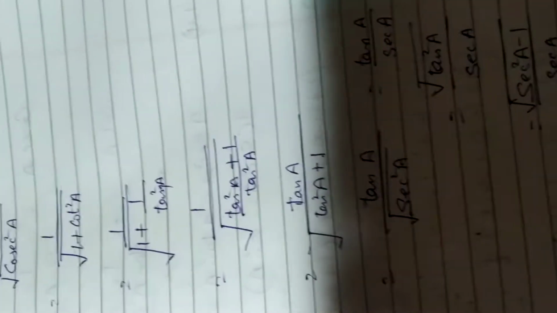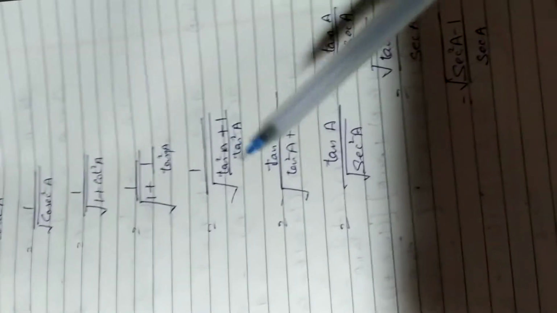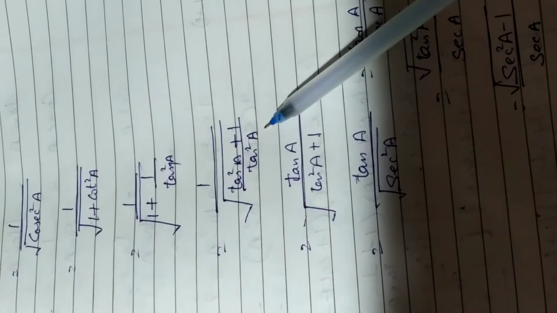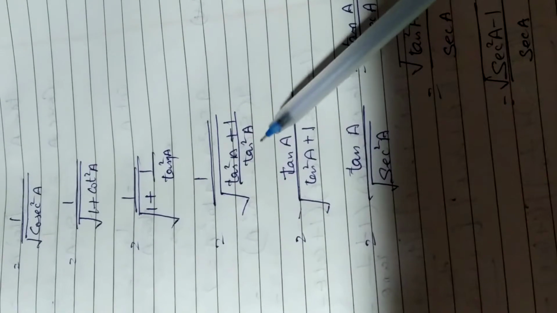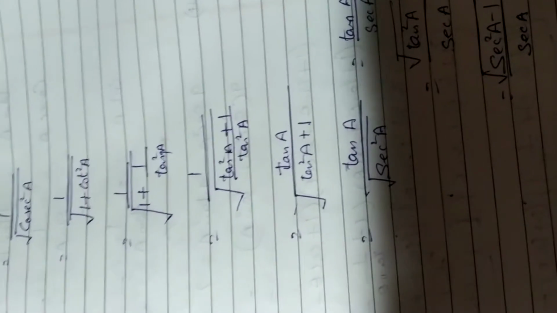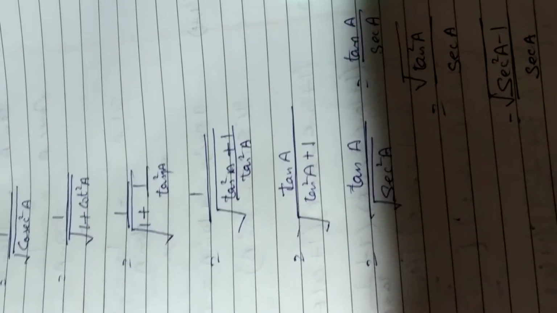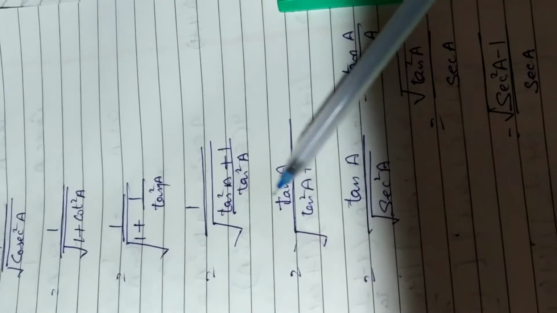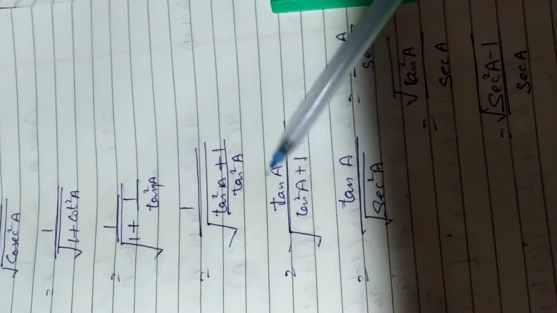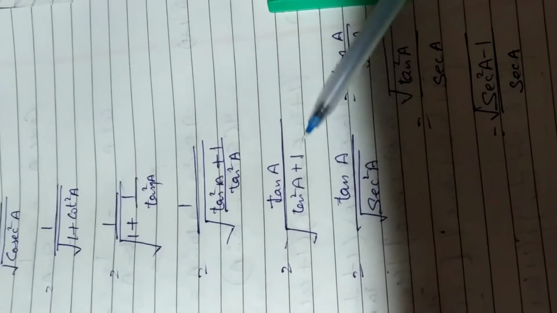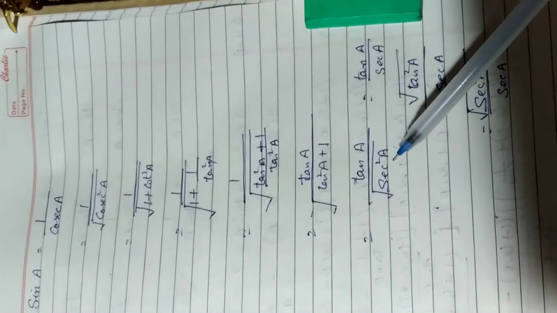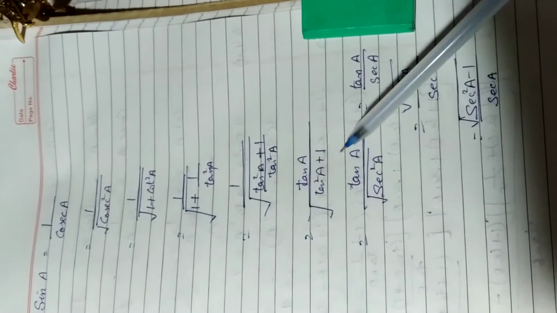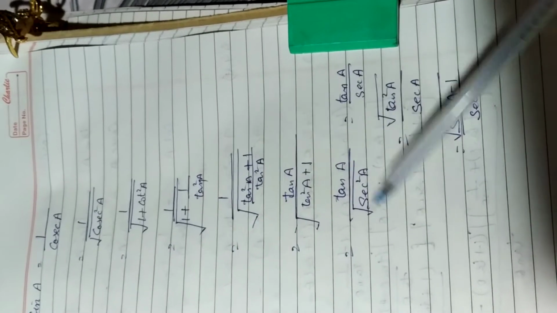Then we take the LCM. Tan square A is the LCM. Then we get here tan square A plus 1 upon tan square A. Now it will go in the numerator. Square root of tan square A will go in the numerator. Therefore we write here tan A, square root of tan square A is tan A, upon square root of tan square A plus 1. Tan square A plus 1 is equal to secant square A. Therefore it is tan A upon square root of secant square A.